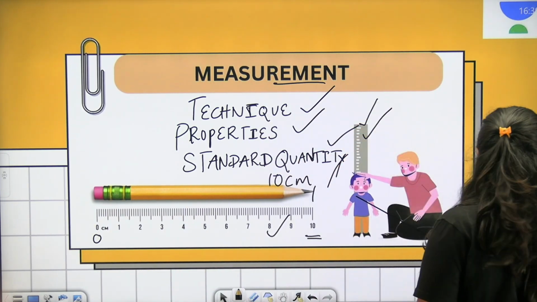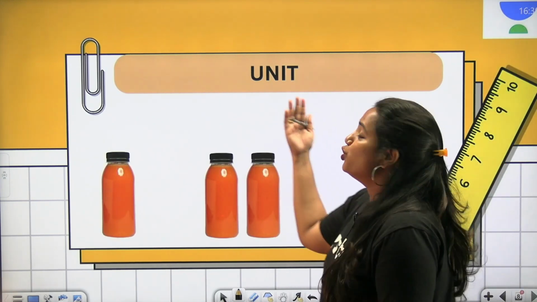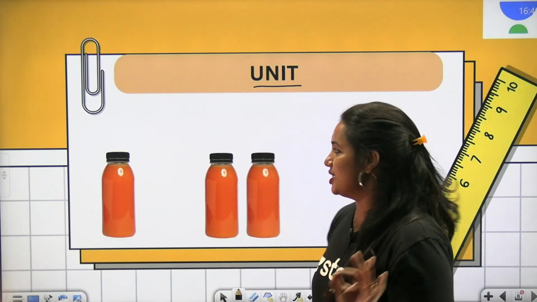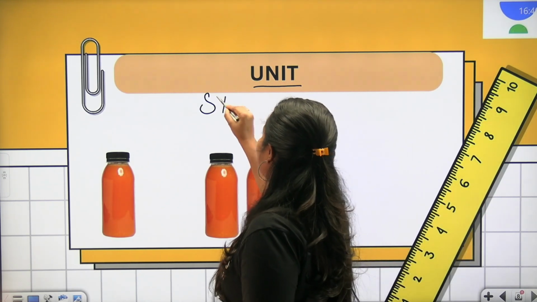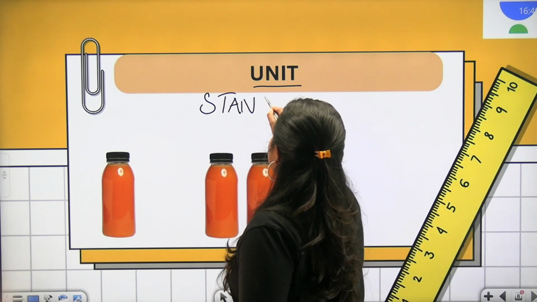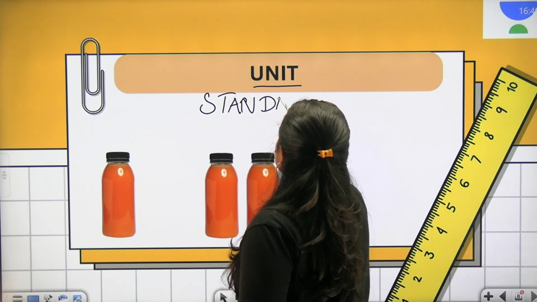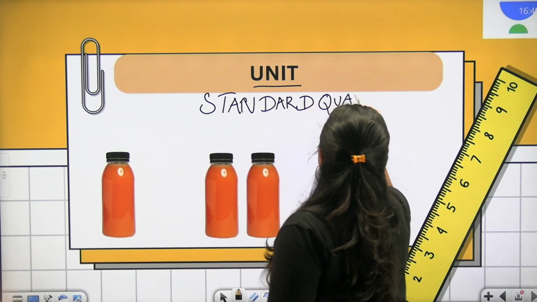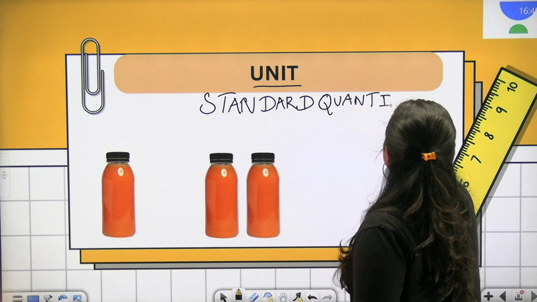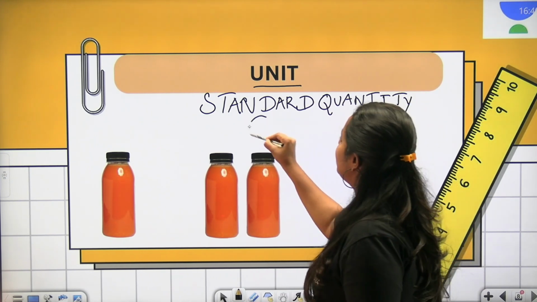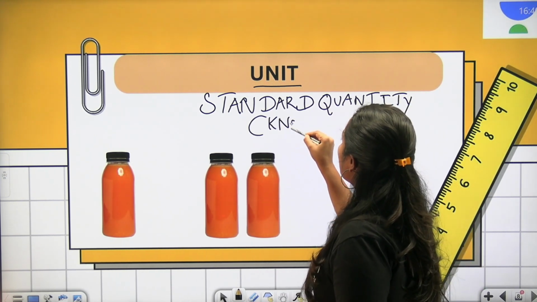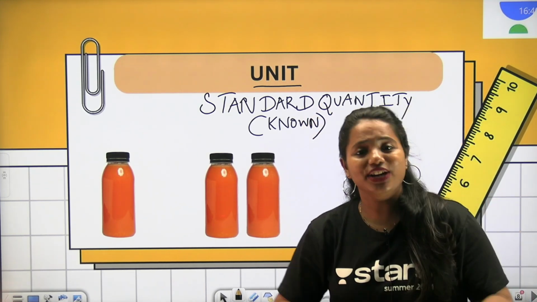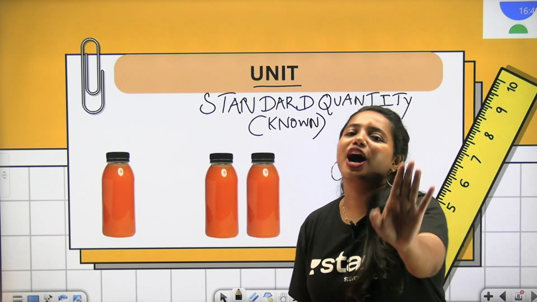And now what we are going to learn is all about unit. So unit is nothing but a standard quantity. You have to understand the terms really well. This is nothing but a very important standard quantity. And this standard quantity is known to us. Very important, this is a known quantity. So using this known quantity, we are going to find out some unknown quantity.